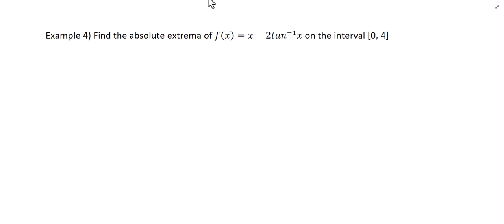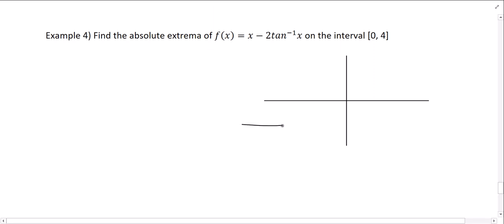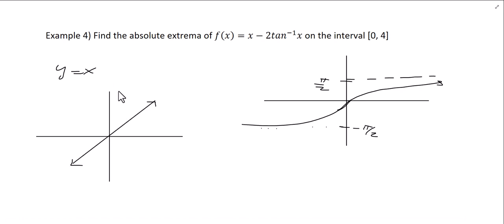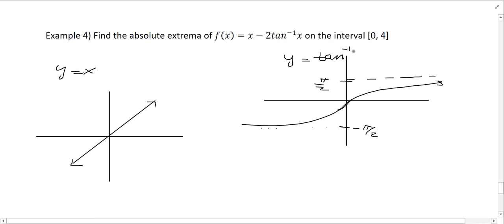Yes. If you think about the graph of inverse tangent, I always think of it as looking like the cubic function but sideways. You have horizontal asymptotes at pi over 2 and negative pi over 2. So this is your inverse tangent, and then y equals x is just a line through the origin. So there's our y equals x, and this is our y equals inverse tangent of x.